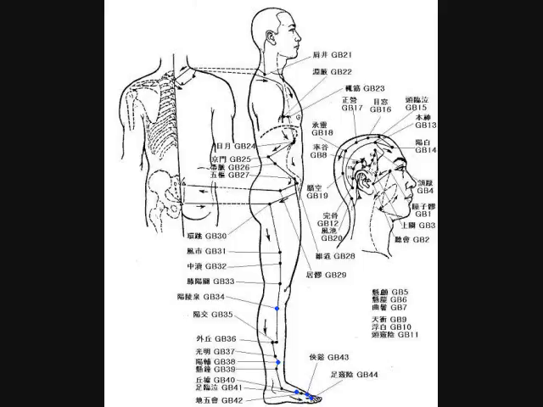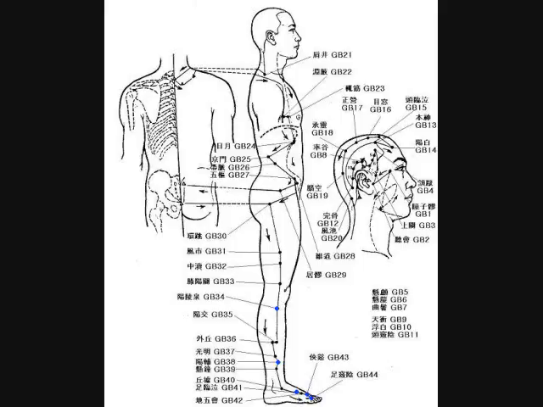GB29, in the depression of the midpoint between the anterior superior iliac spine and the great trochanter. GB30, at the junction of the lateral 1/3 and medial 2/3 of the distance between the great trochanter and the hiatus of the sacrum.